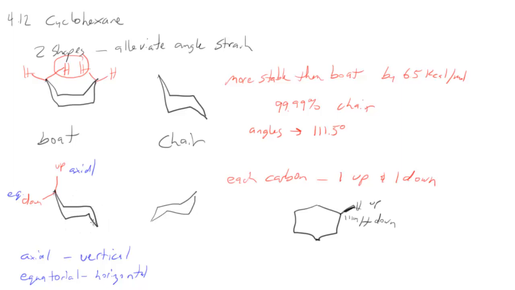I'll draw a little bit bigger one on the next page, and we'll go through every position all the way around. But what's important to notice is that, let's do just one more. This position is down and axial, because it's vertical, which means that this next position has to be the opposite of both of those. So it has to be both up and horizontal, or equatorial. All right, so this time I'm going to go around the whole molecule and do all of the axials first, and then I'll do all of the equatorials.